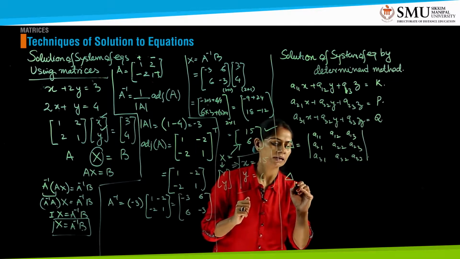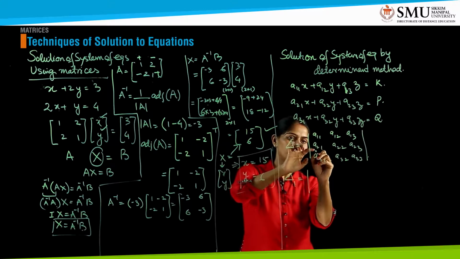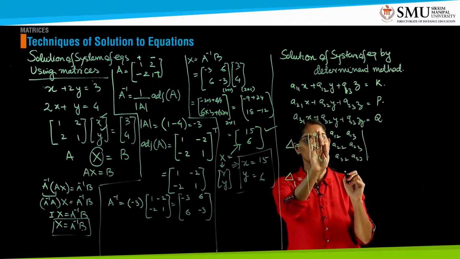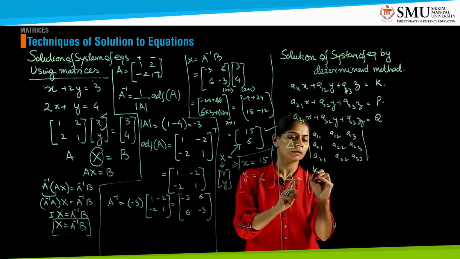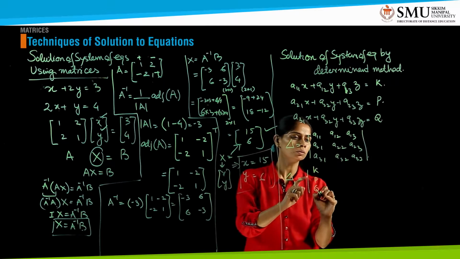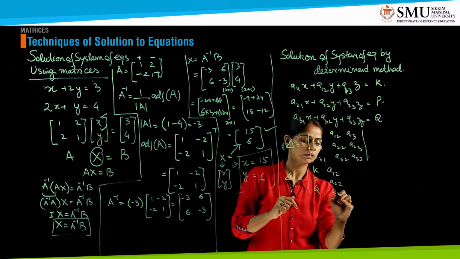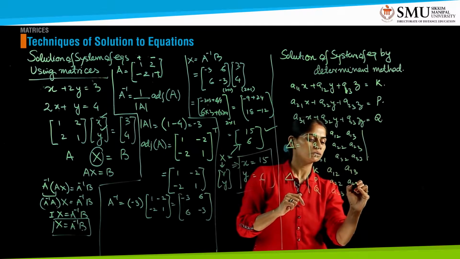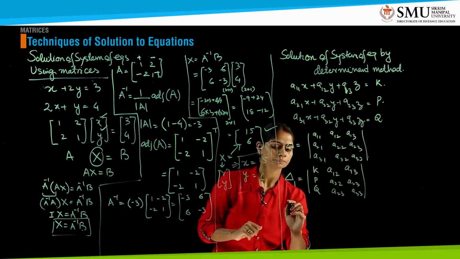Now, we will define del 1. How are we going to define del 1? Instead of writing this column a11, a21 and a31, we are going to replace this column by the elements from the right-hand side. So, this will become k, p, q. The rest remains the same: a12, a22, a32, a13, a23, a33. Now, we have defined del 1.